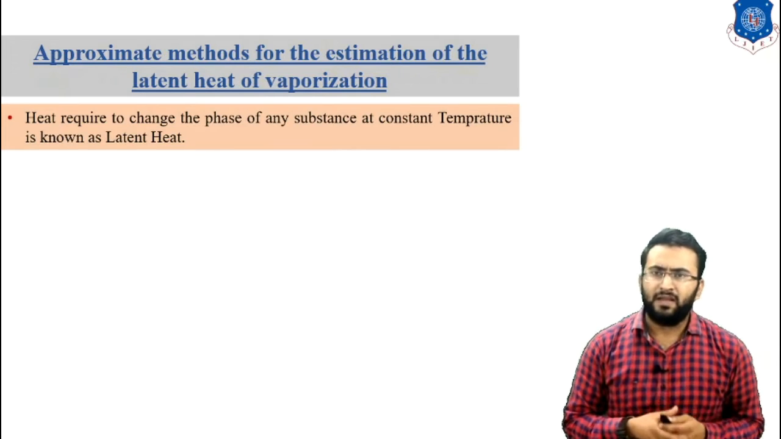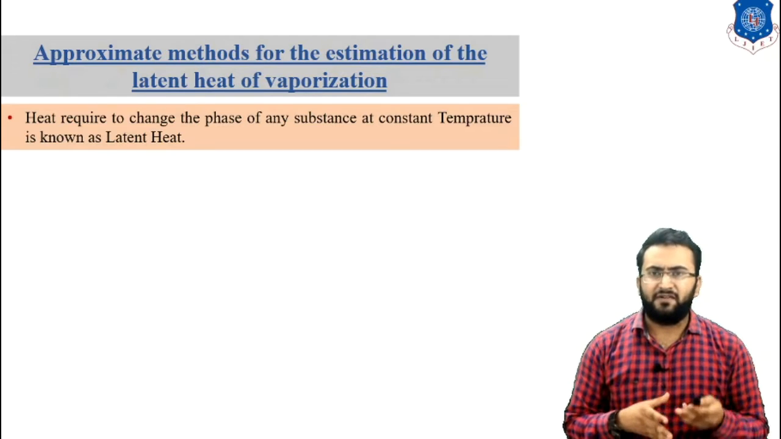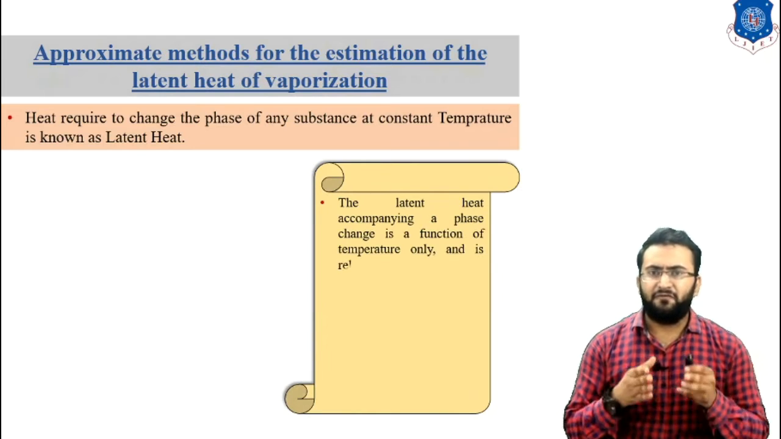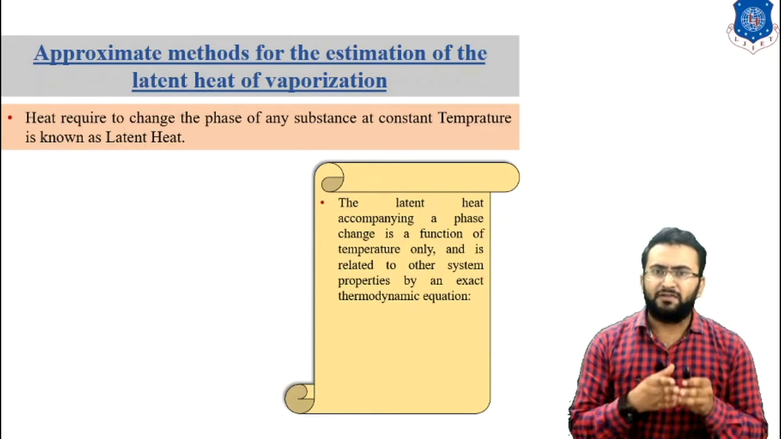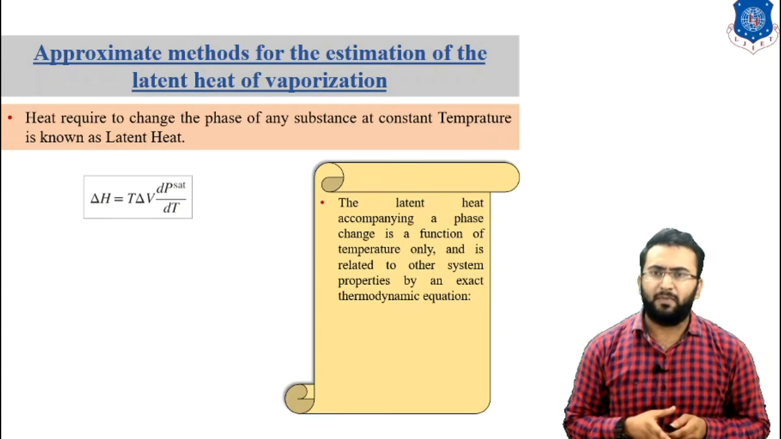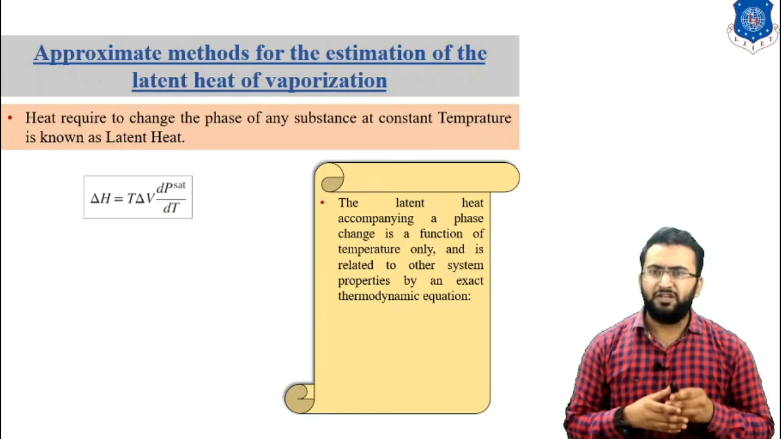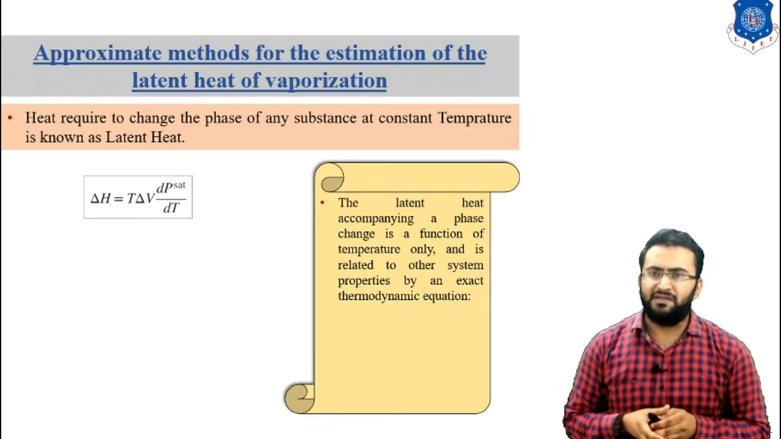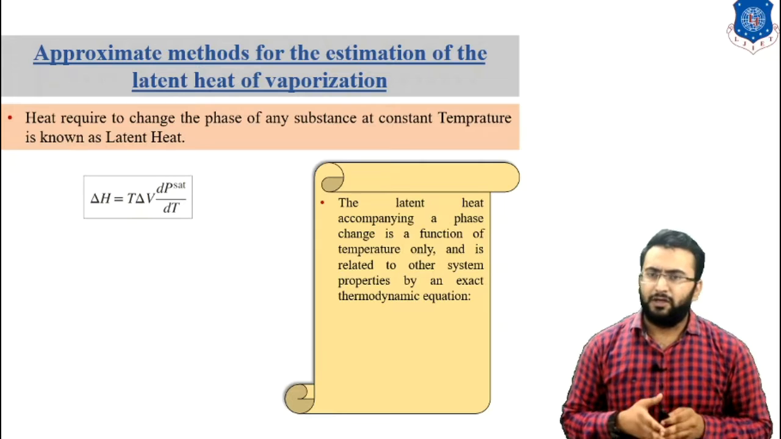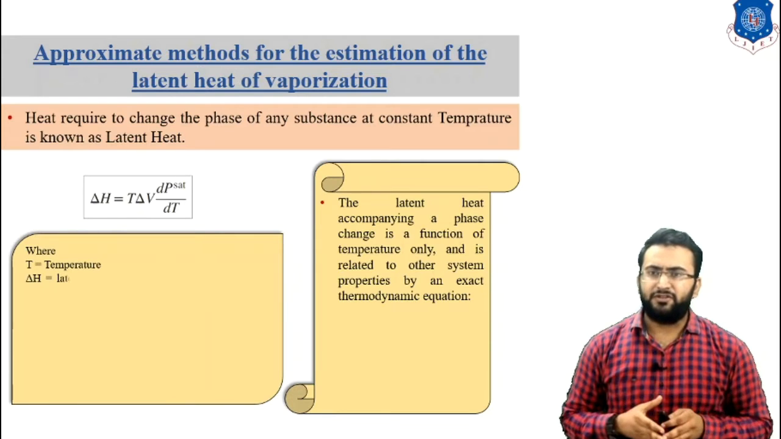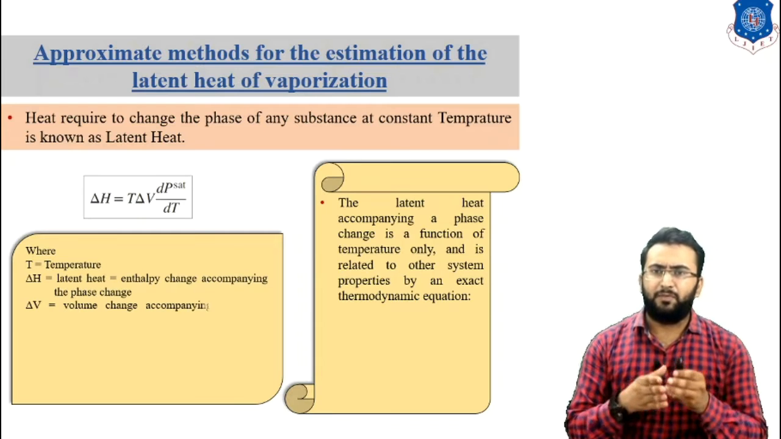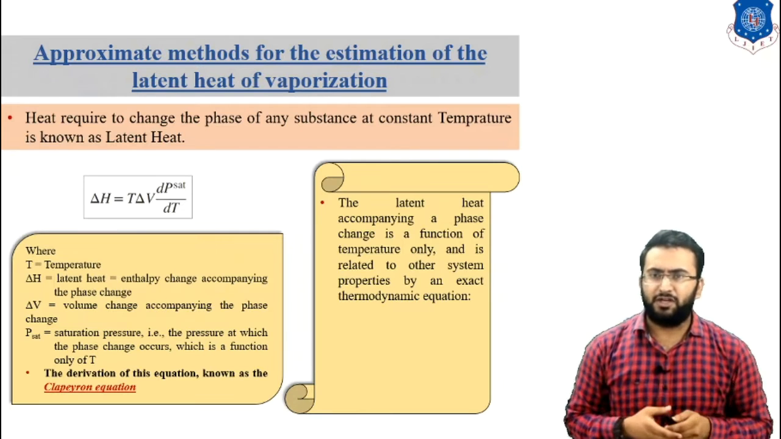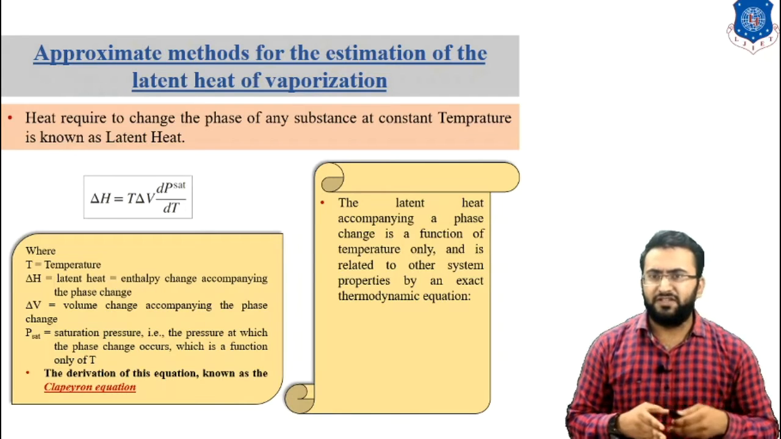So what is the meaning of latent heat? Latent heat means the heat required to change the phase of any substance at constant temperature. The latent heat during the phase change is a function of temperature only and is related to other system properties by the exact thermodynamic equation, given by ΔH = T ΔV dPsat/dT, where T is temperature, ΔH is the latent heat or enthalpy change during the phase change, ΔV is the volume change during the phase change, and Psat is the saturated pressure, which means the pressure at which phase change occurs, a function of temperature.